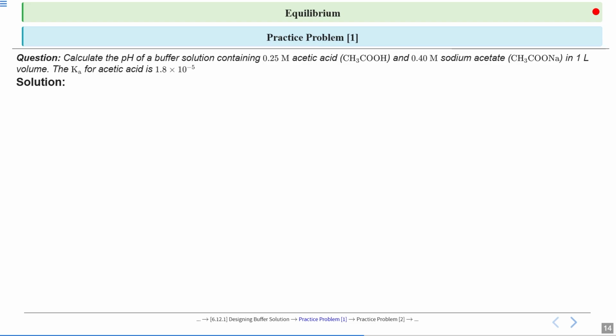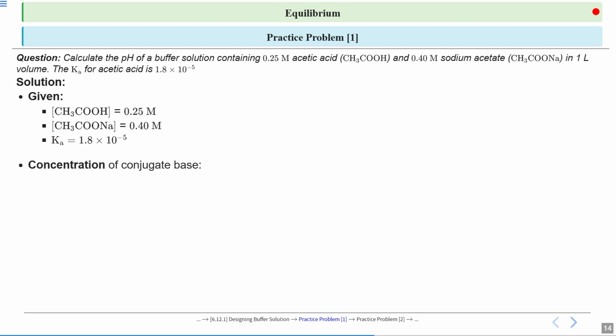How will you do it? So first, what we will do is write the things which are already given. You are given the concentration of the acetic acid, which is 0.25 molar. Then we have the concentration of the sodium acetate, which is 0.40 molar. And we have the value of Ka, which is 1.8 into 10 to the power minus 5.